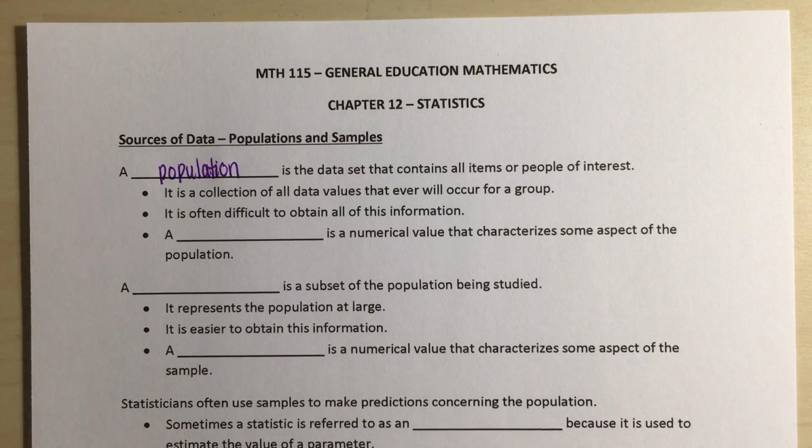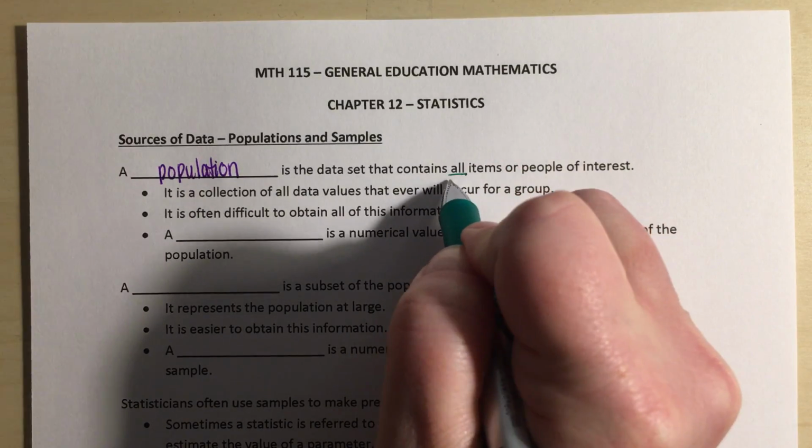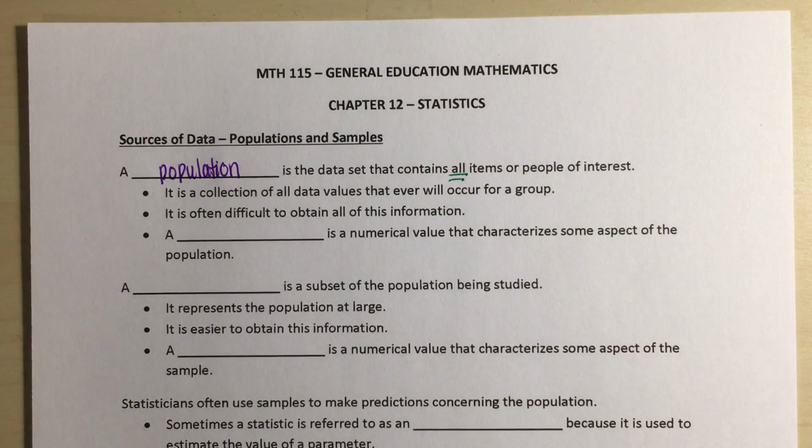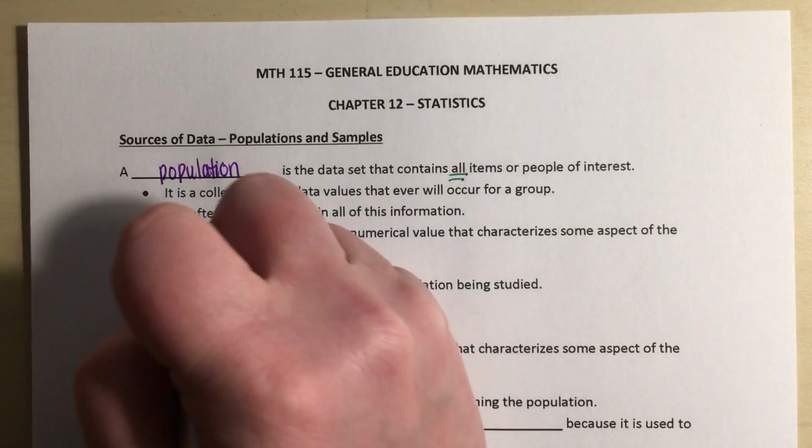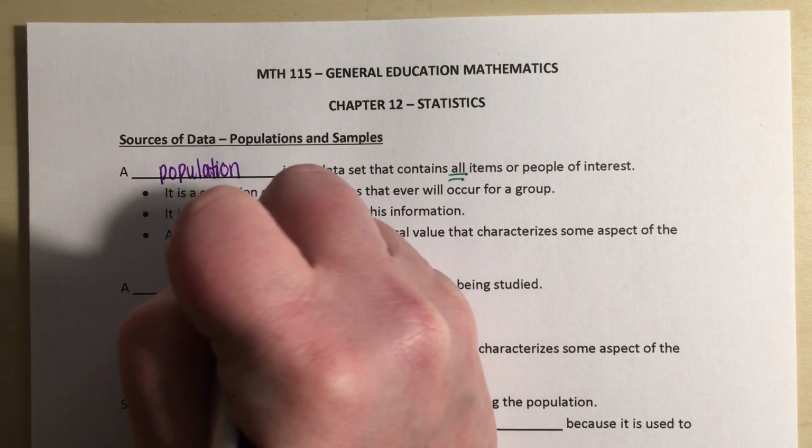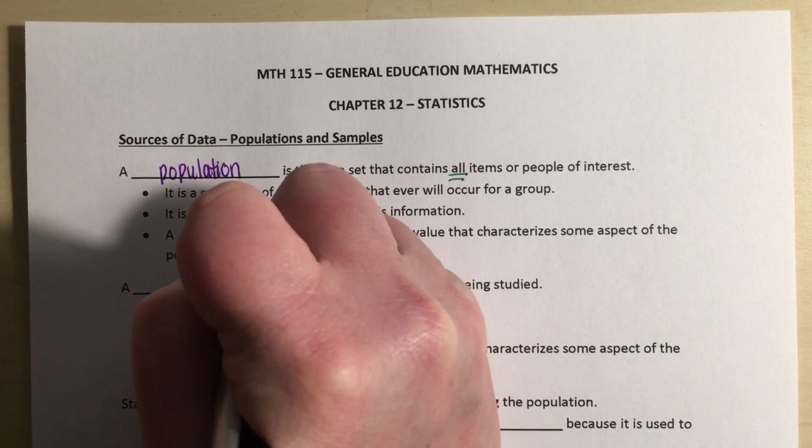So when we're thinking about populations, we do want to understand the key word that we're focusing on here is the word all. Right? So all items in a group or all people of interest. It can be difficult to gather numerical information about this. Our numerical information about a population is called a parameter.